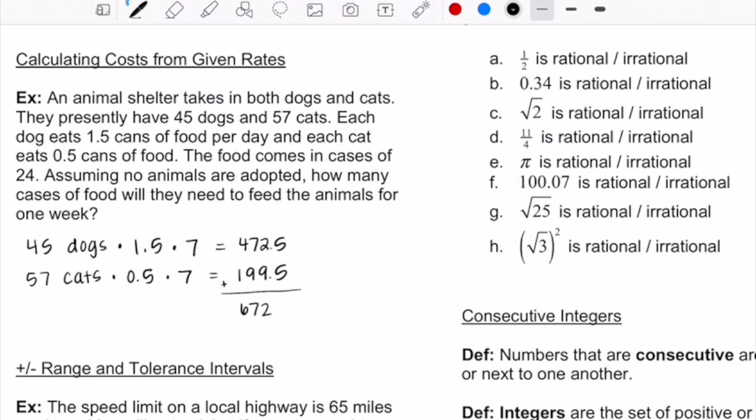And so it's important to go back and reread the question. The food comes in cases of 24, and they're trying to figure out how many cases of food you would need. So 672 is the total number of cans, but then you would divide that by 24 cans per case. By doing that division, it works out to be exactly 28 cases of food. Sometimes when you're doing questions like these, you end up with a decimal answer. In that case, remember you would need to round up to the next number because you would need to have enough food to feed all the animals, even if it meant having a couple of cans left over.